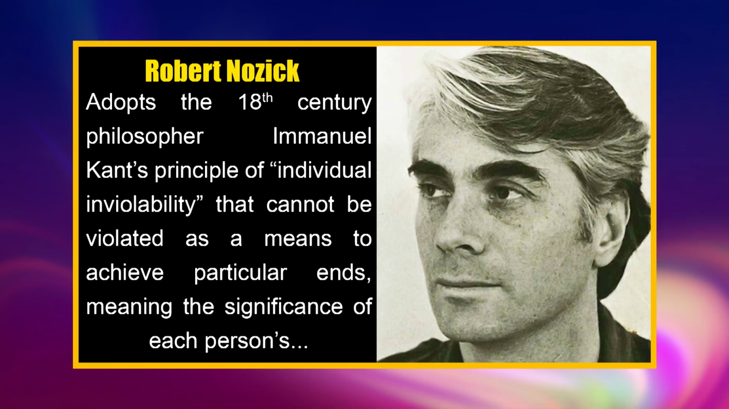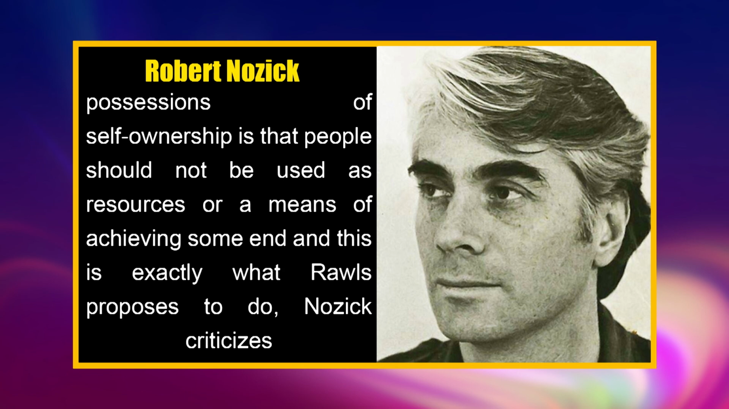Nozick in general contends that people are born with fundamental individual rights. These individual rights are paramount and there is no need for a system to achieve moral equilibrium. He rejects all end-result theories, that is, distributive theories such as Rawls' theory of justice. Nozick rather adopts the 18th century philosopher Immanuel Kant's principle of individual inviolability, that cannot be violated as a means to achieve particular ends, meaning the significance of each person's possession of self-ownership is that people should not be used as resources or a means of achieving some end, and this is exactly what Rawls proposes to do.